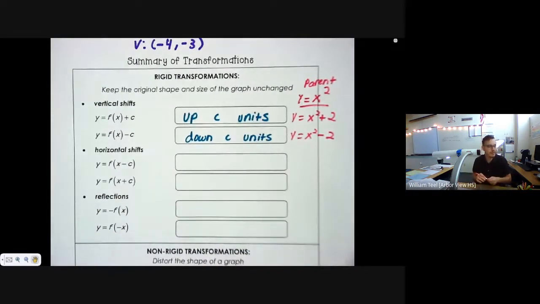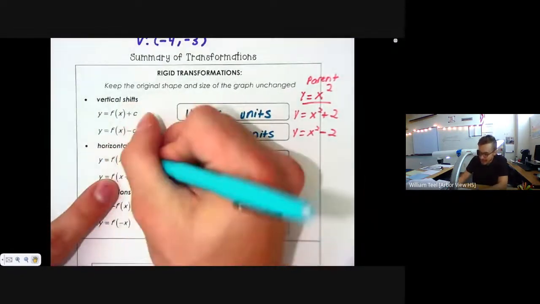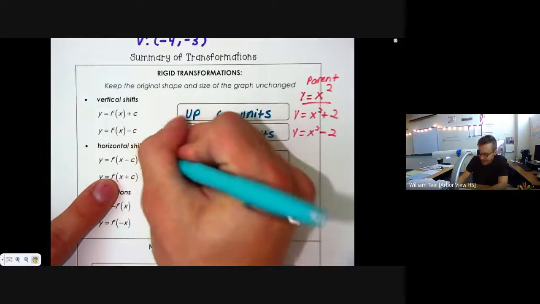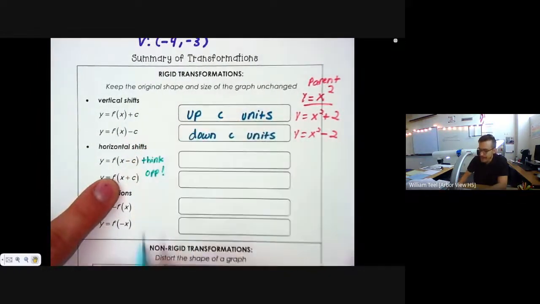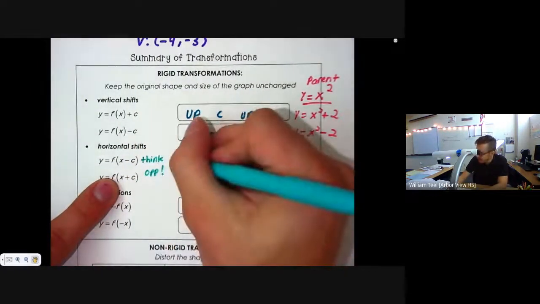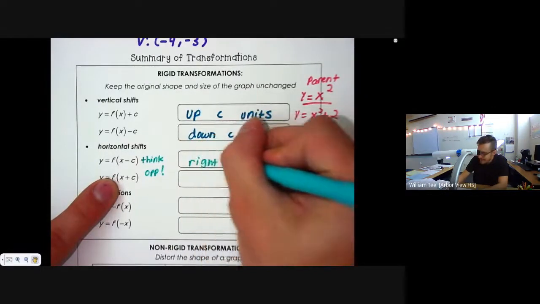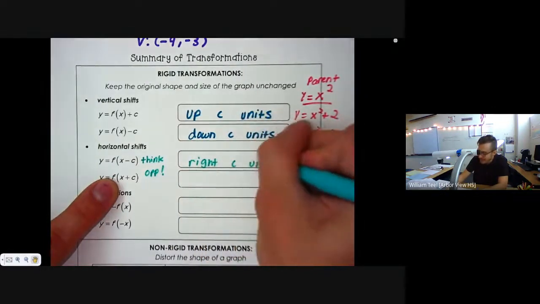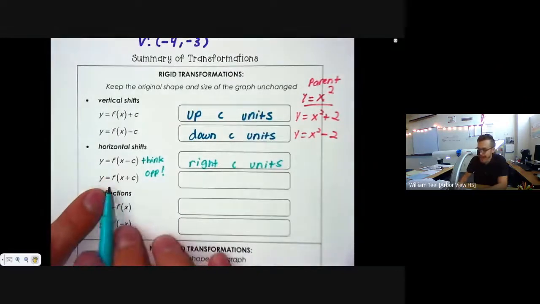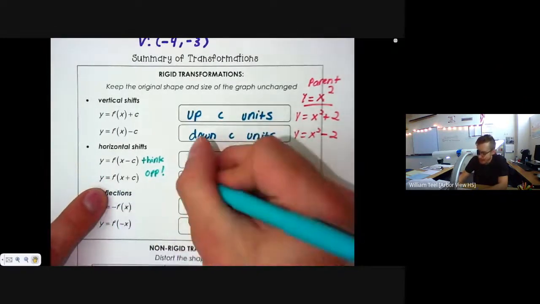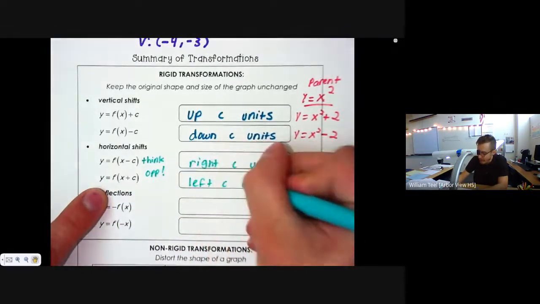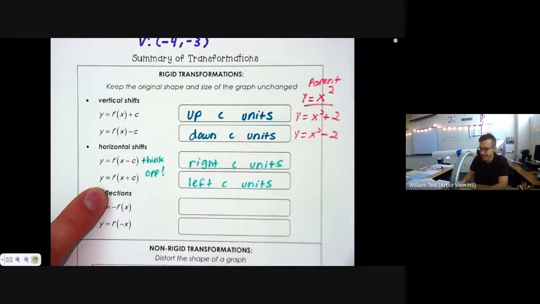Let's look at horizontal shifts. So y equals f of x minus c. This means, again, we're thinking opposite if we're inside the parentheses. So if we have minus c, this means we are going to move right c units. If we look at f of x plus c, this means we are moving left c units. Always think opposite inside the parentheses.